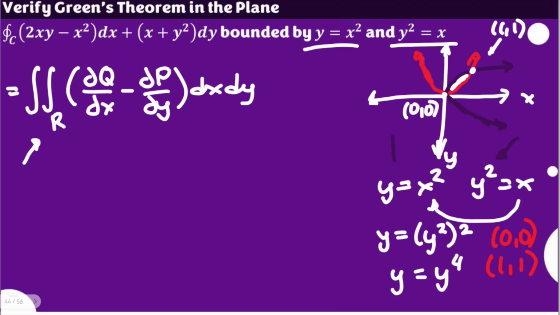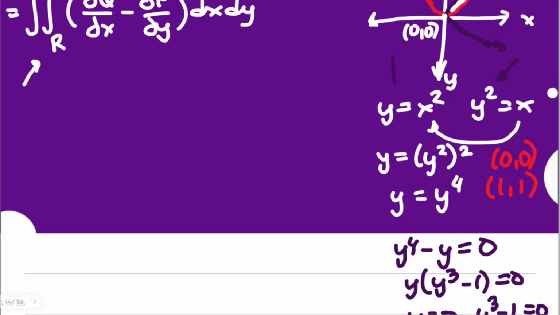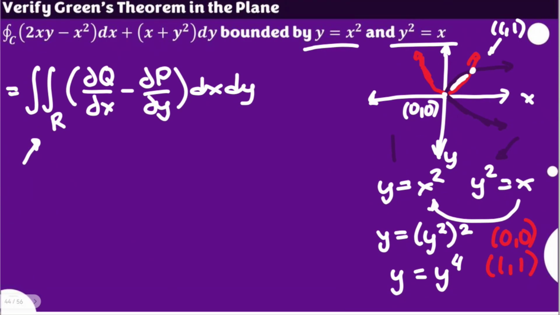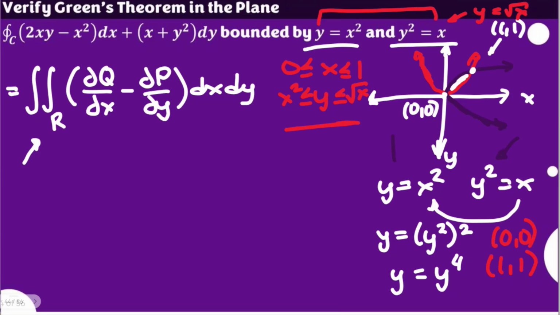But what we can do here is this. Allow me to discuss this in this manner. Your x is actually between 0 and 1. However, based on your given, your y is between x squared, and if we solve for y from the other curve, y is actually equal to the square root of x. So it's between x squared and the square root of x. Whatever the value of your x, y is between those two functions.